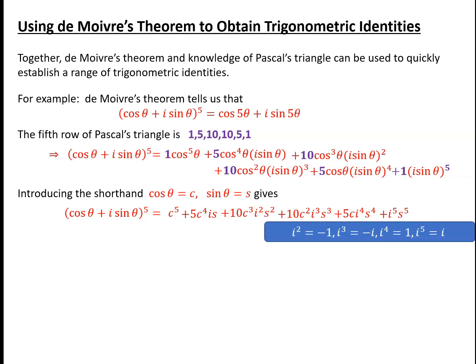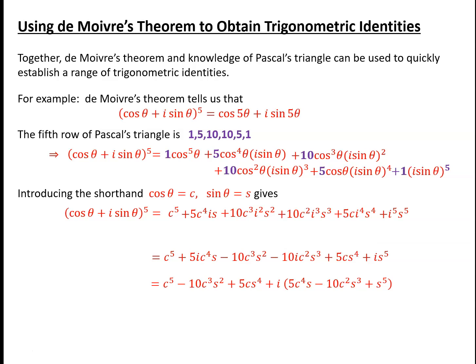Now we know that i squared is minus 1, so i cubed is i squared times i, which is minus i. i to the 4 is i squared times i squared, which is minus 1 times minus 1, which is plus 1. And i to the 5 is i to the 4 times i, which is 1 times i, which is i. So we've got c to the 5 plus 5i c to the 4 s minus 10 c cubed s squared minus 10i c squared s cubed plus 5c s to the power 4 plus i s to the power 5.